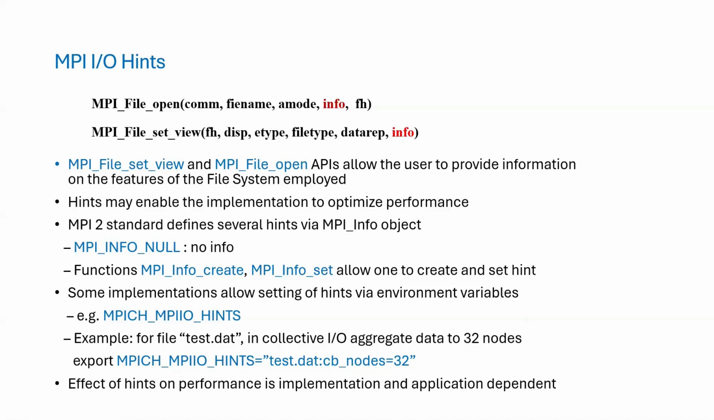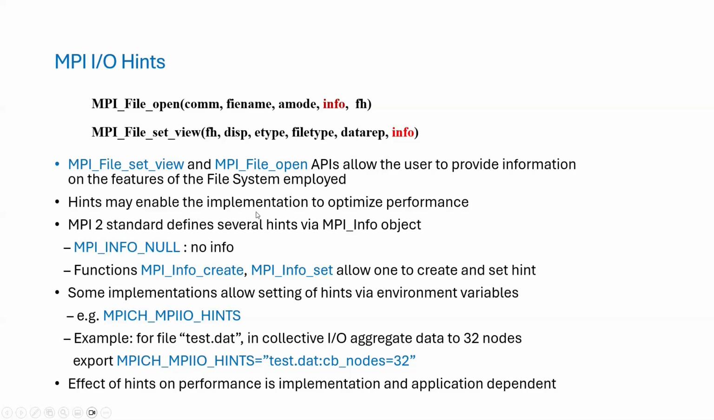Okay, the next thing, I want to briefly bring up hints. The hints, as we said, are for when you want to improve performance; you have a way to do it. Let's show that in file open. When you open a file, you can have an MPI info, and you can add something to it. Setting a file view is a part of it as well. These basically allow the user to provide information on the features of the file system employed.